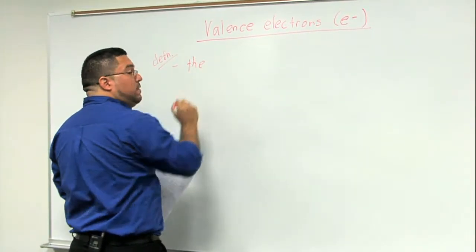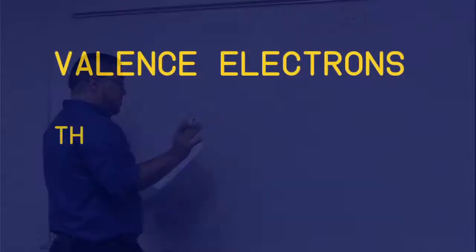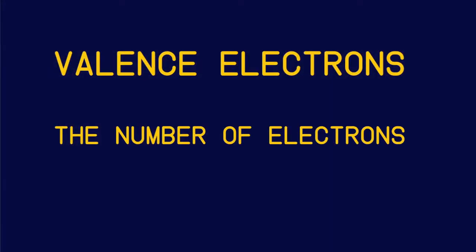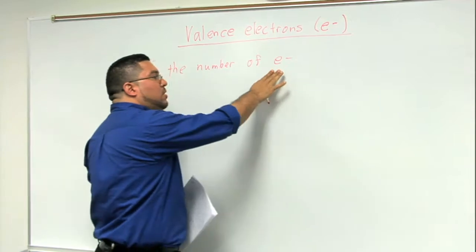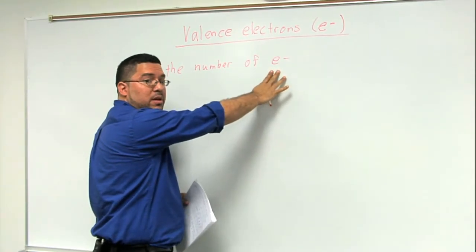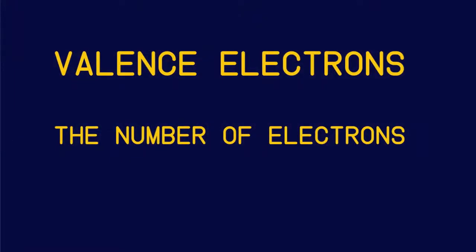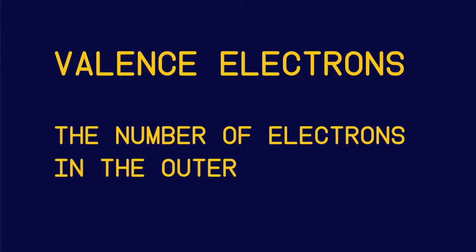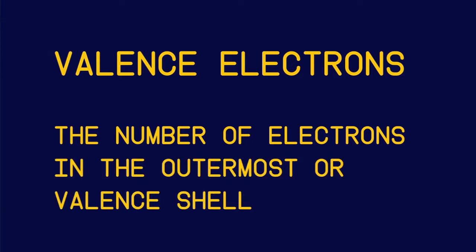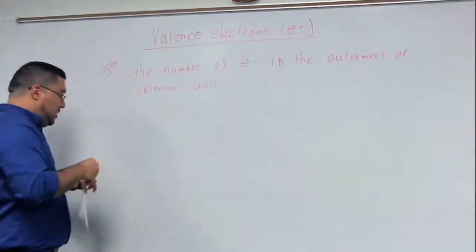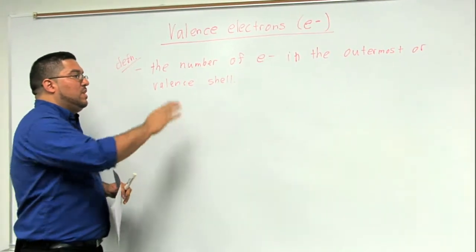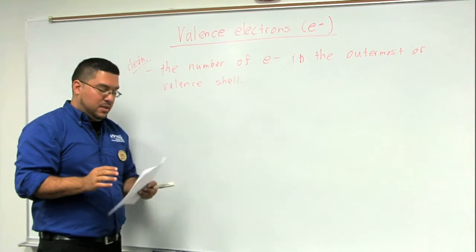The definition of valence electrons is the number of electrons, and for notation purposes I'm going to be putting e minus, and that will mean electron, in the outermost or valence shell. So the valence electrons are the number of electrons in the outermost or valence shell of an element.